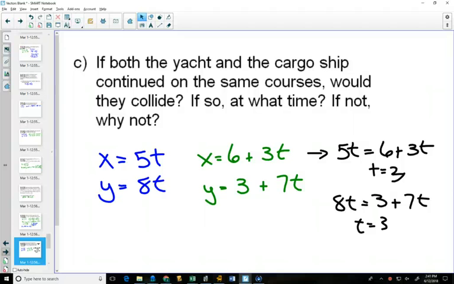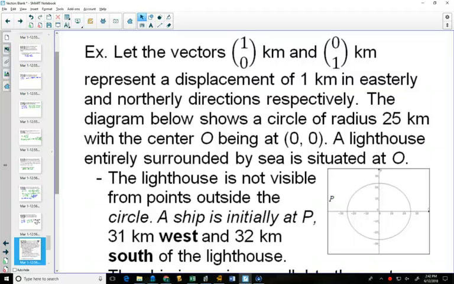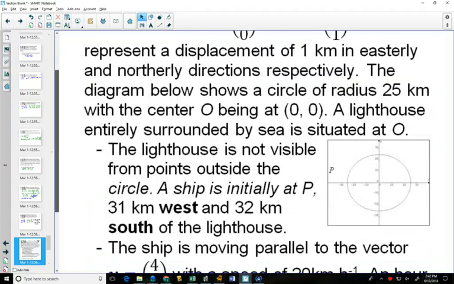And our last example of our vectors notes. Actually, that's a pretty long one. There's a lot of writing here. So we've got our vectors representing north and east like normal. The diagram shows a radius of 25 kilometers with a center O being at 0, 0. And that's where a lighthouse is situated, on some sort of rock surrounded all the way by the sea.